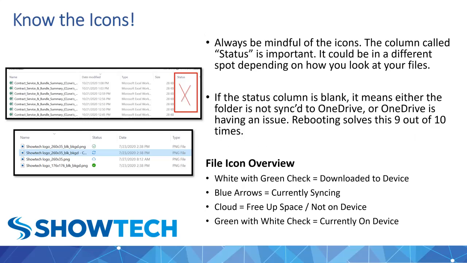So the other big thing here is know the icons and always keep tabs on them. In the top screen, you can see the status box is empty, but on the bottom screen, it's not. In the top screen, that folder is not syncing OneDrive. Either that folder is outside of OneDrive or OneDrive is currently broken and you need to reboot your computer. So always be cognizant of that.